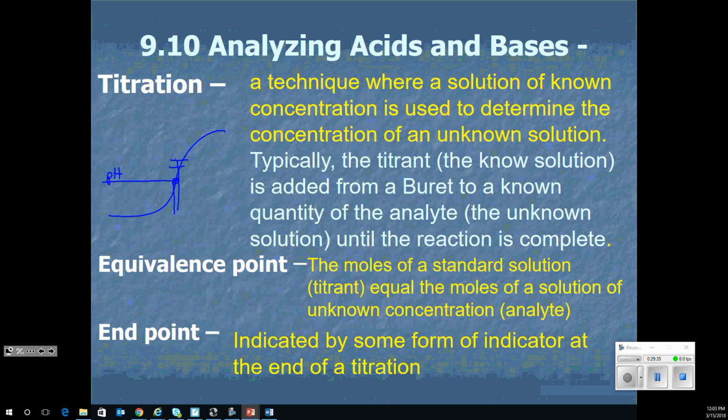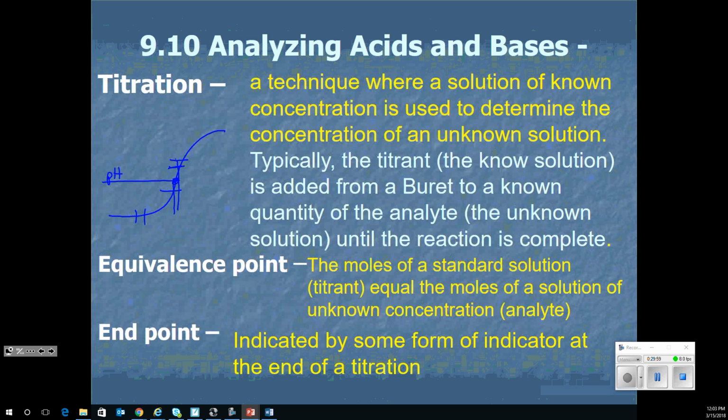Or if I chose another indicator like bromocresol blue and maybe it changed down here and I wasn't even close. So the indicator can change at different pHs. I've got to pick an indicator that will change during this fast jump in my titration in order to get my endpoint and my equivalence point to be almost the same. Does that make sense? Everybody understand the difference between endpoint and equivalence point?